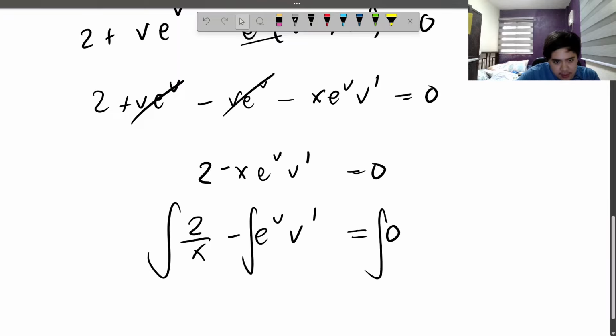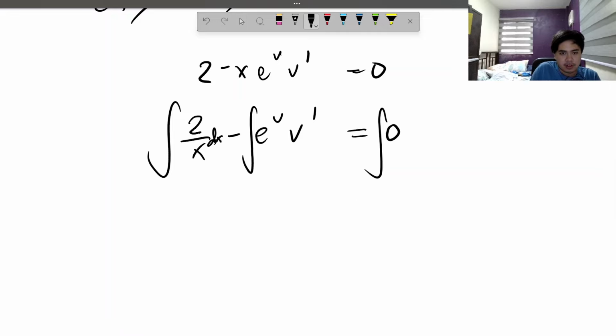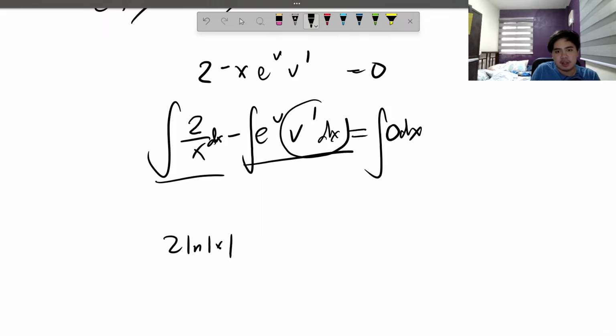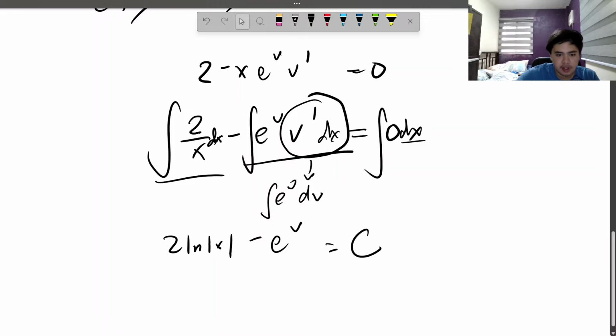Integrate both sides with respect, of course, to x. Now, this is easy: ln x. This dx means we have to integrate with respect to x. But v prime dx means that we gain permission from x to integrate in terms of v. So we can integrate in terms of v. This is basically saying dv. So this is just e to the v. And the integral of 0, whatever dx, dy, dz may be, is just c.